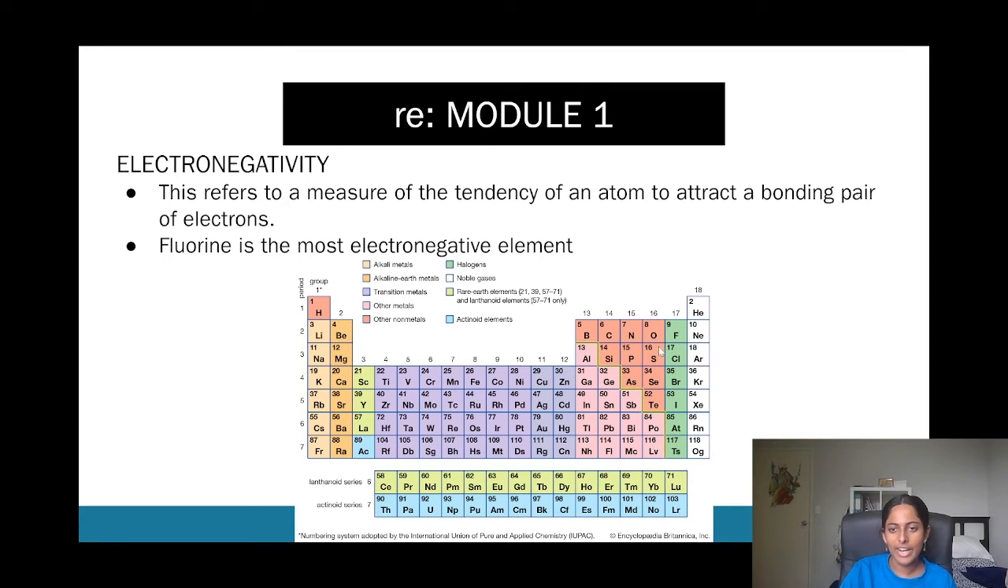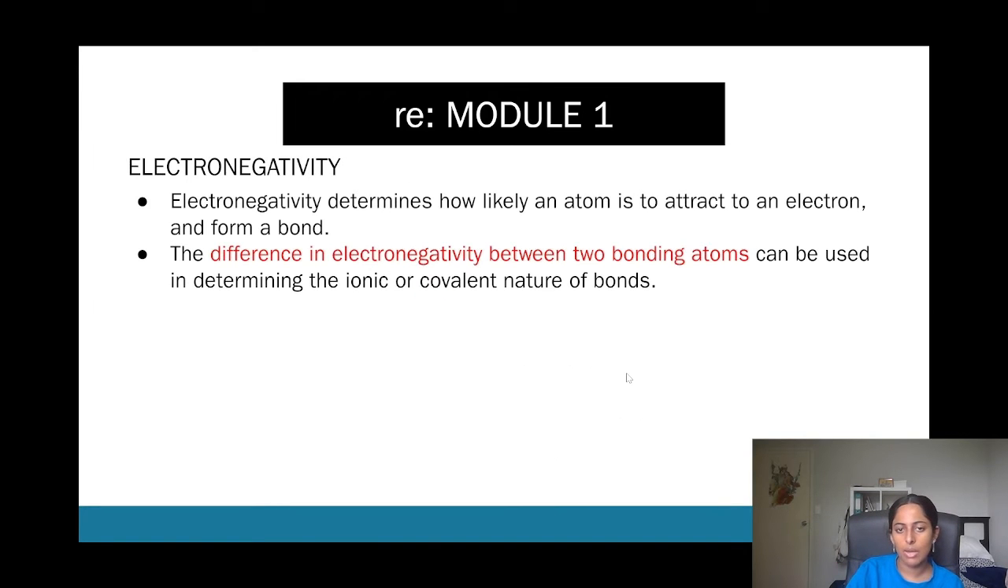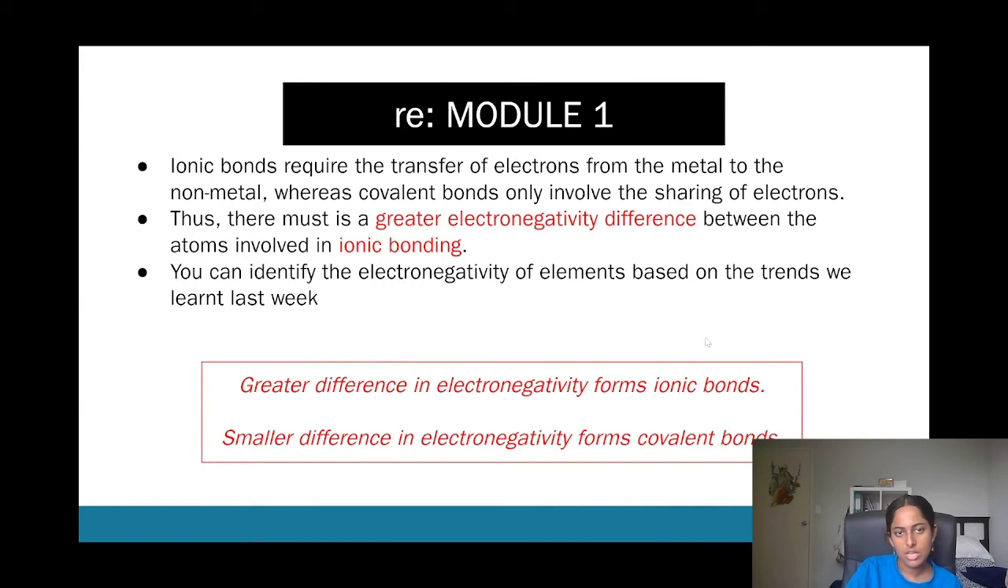Let's say NO2. Nitrogen and oxygen are next to each other, so they have similar electronegativity, so they will form something called covalent bonds. Ionic bonds are the transfer of electrons from metal to non-metal, because non-metals like to accept electrons and metals like to donate electrons. You have a smaller difference in electronegativity for covalent bonds, and this is where you share electrons.